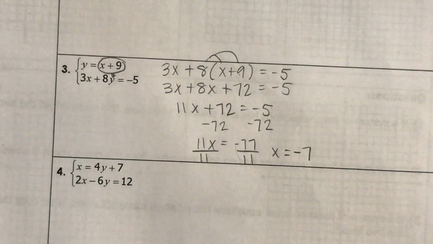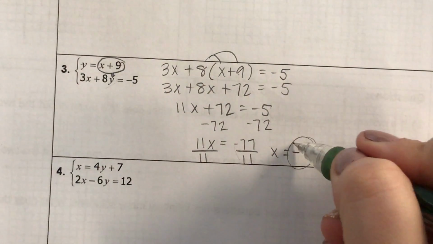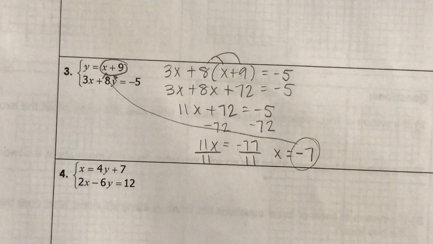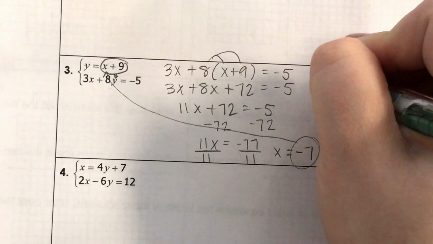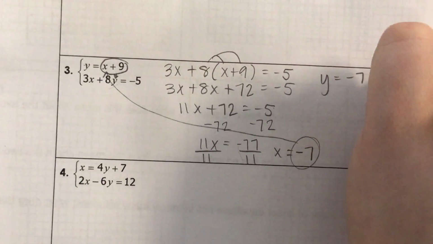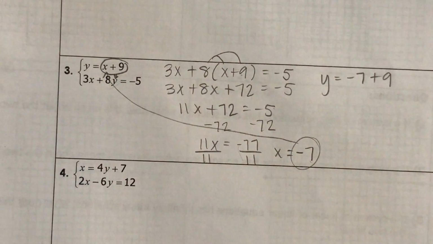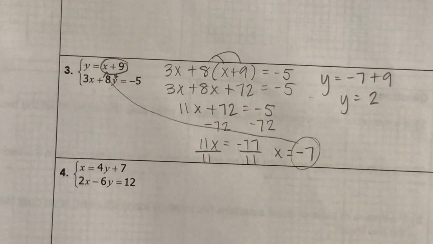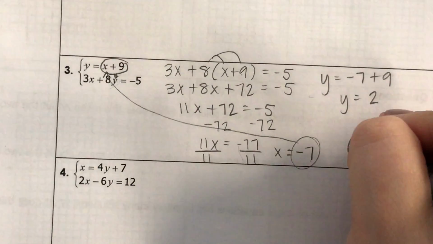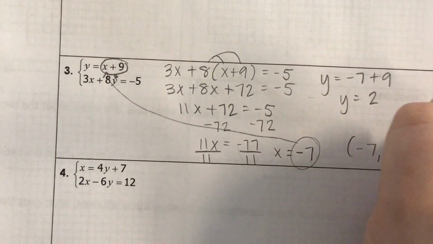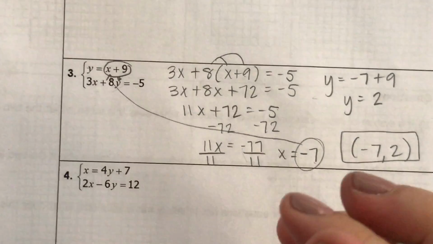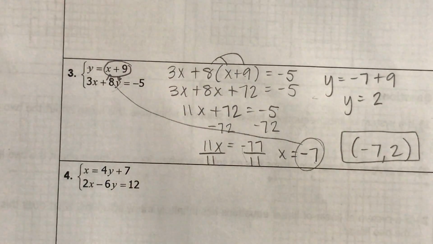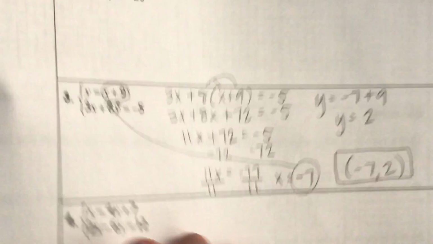Okay? I'm going to take this and plug it into this one because that one looks easier. You can pick whichever one looks easier to you. Okay? So y equals negative 7 plus 9 because x was negative 7. Well, negative 7 plus 9 is just 2. Okay? So our solution is negative 7, 2. Okay? And that's it. So we have 1, 2, 3, 4 left. Okay, so let's flip this page over.